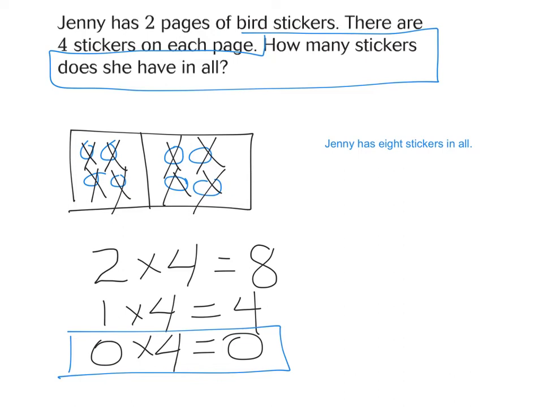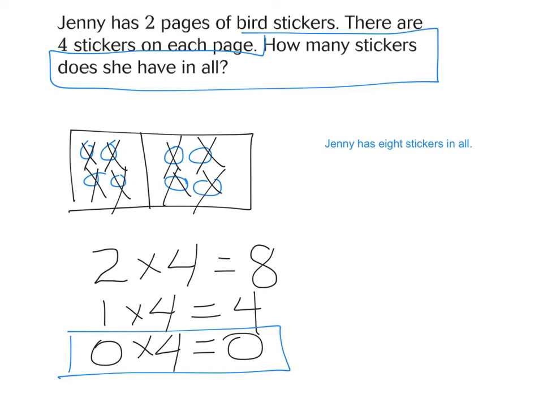Now let's think patterns. What do you notice about the product of a number and 0? Well, if you notice, it's always going to be 0. So in other words, what is the product of 0 and 75? Well, it would equal 0. What would be the product of 0 and 100? The product would be 0.